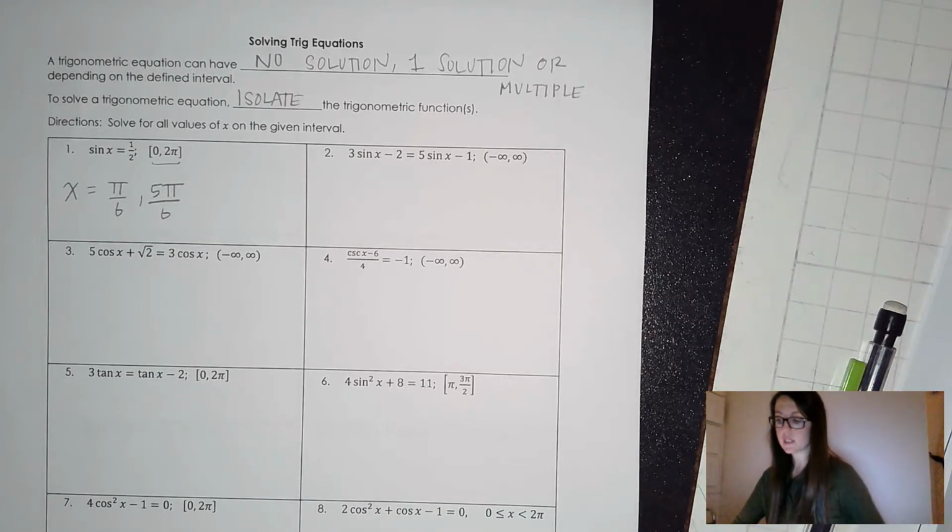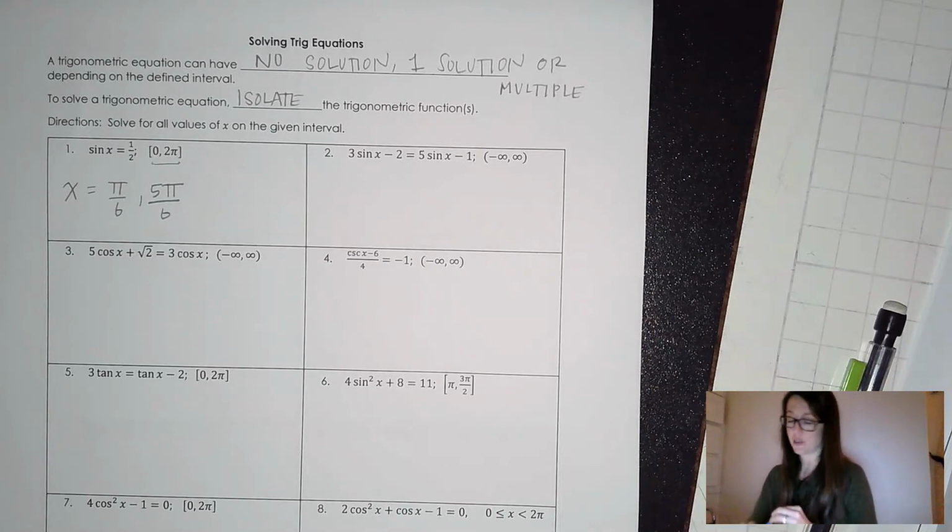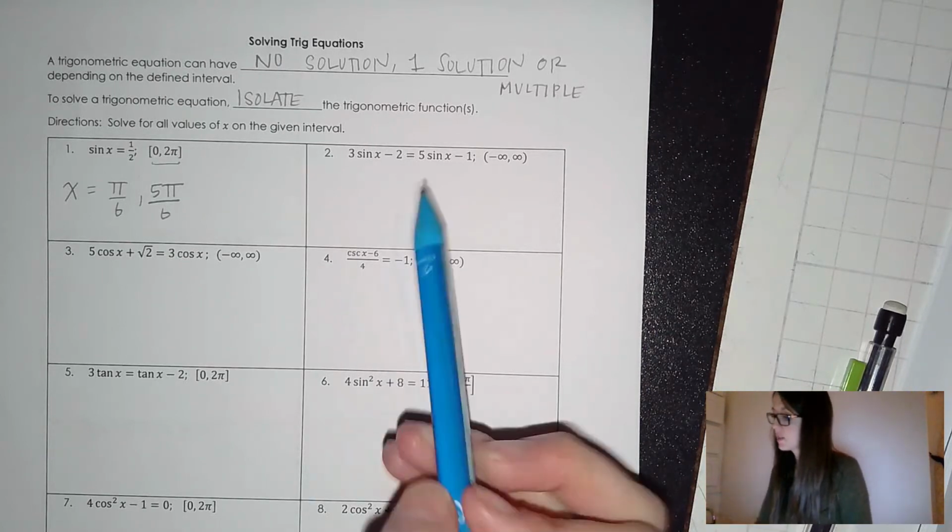If it would have said sine of x is equal to a negative 1/2, then that would be your lower two quadrants, right? So knowing your unit circle is key for all of this. All right, so let's look at number 2 here.